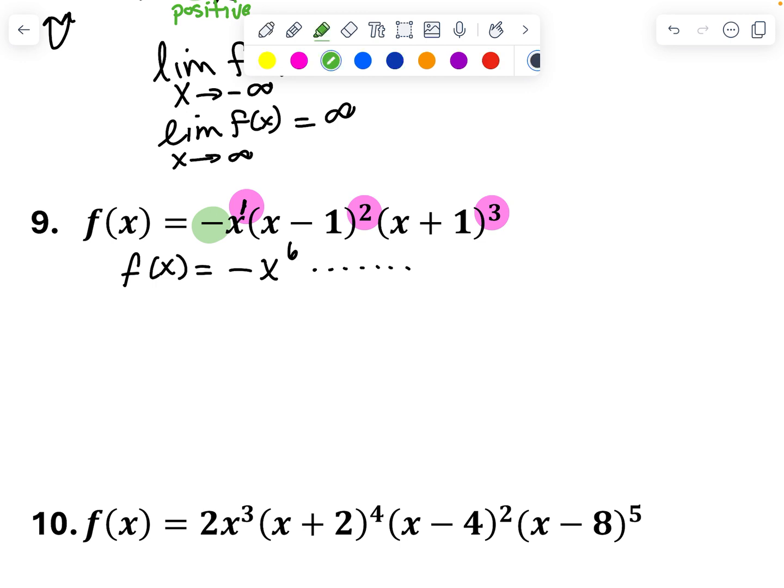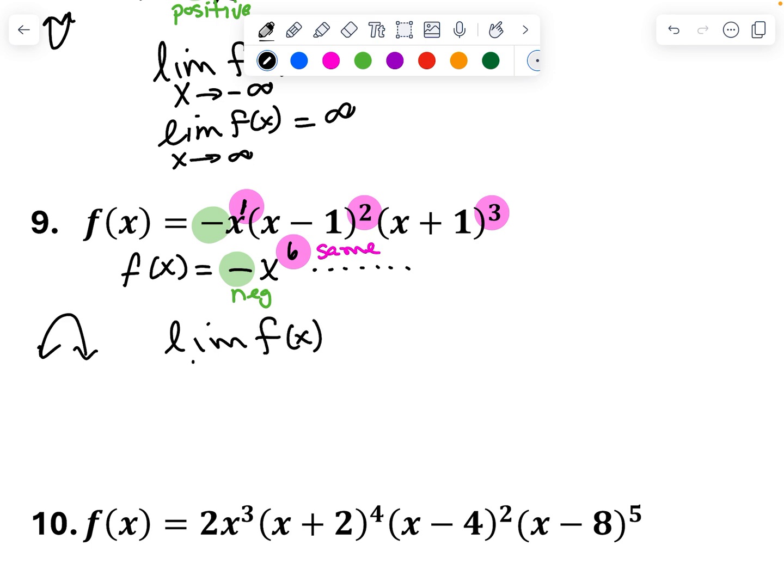But what we need to know is that we have an even power and we have a negative number. So if we have an even power, our ends are going to be going in the same direction. If we have a negative number in front, it's going to be pointed down. I should have had some more odd ones. Okay, so this is going to be the limit of f of x as x moves to the left is negative infinity, and the limit of f of x as x moves to the right is still negative infinity.